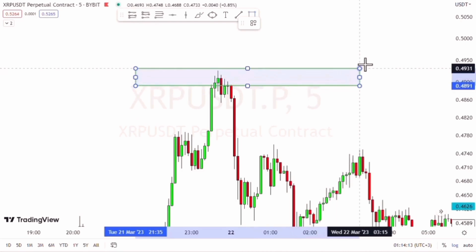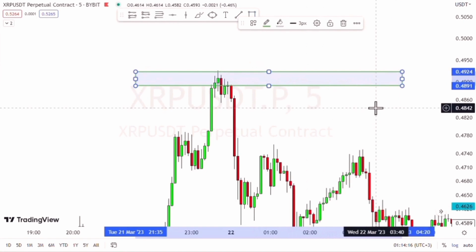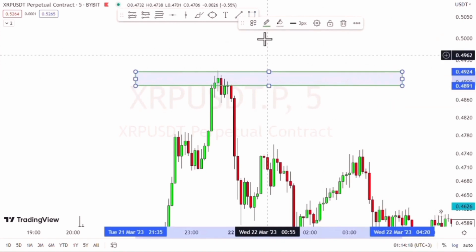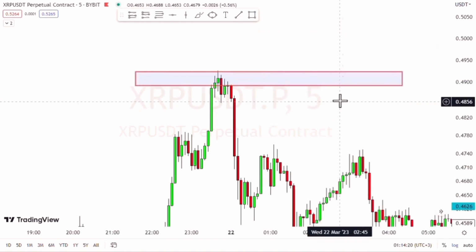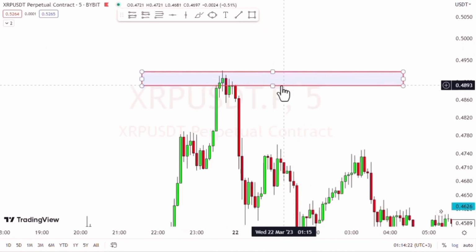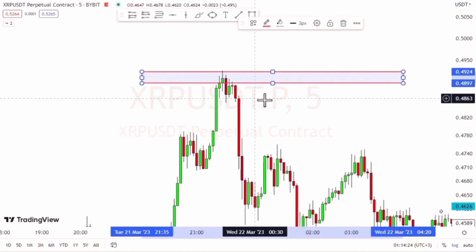See, this is our resistance level. Let me change the color to red. You can see how the price moved here. Just before that, which is this one here, this is the evening doji star.